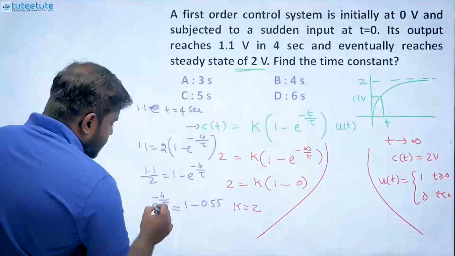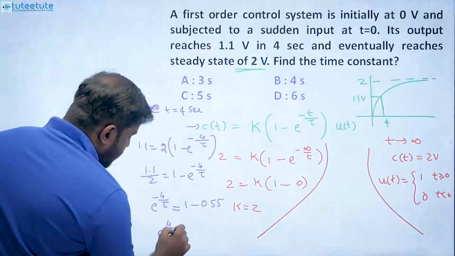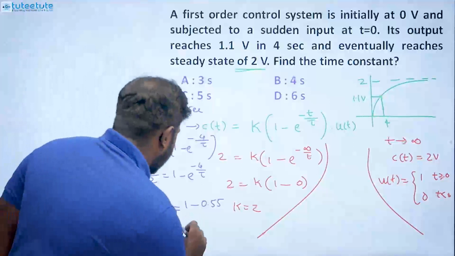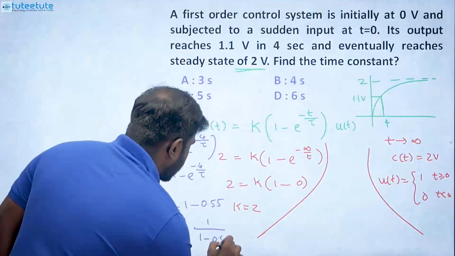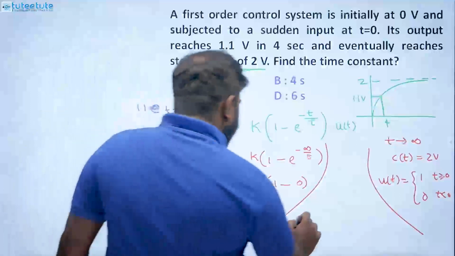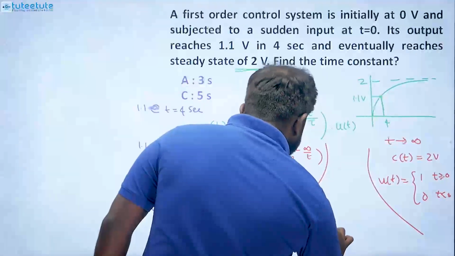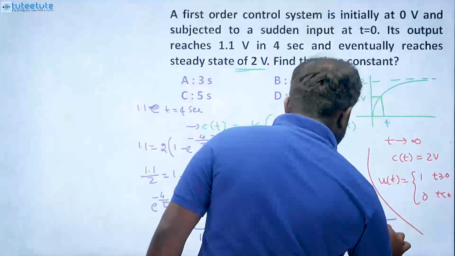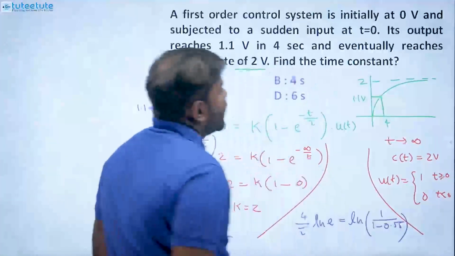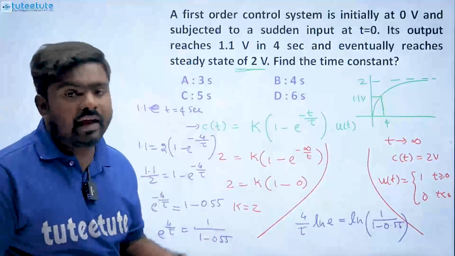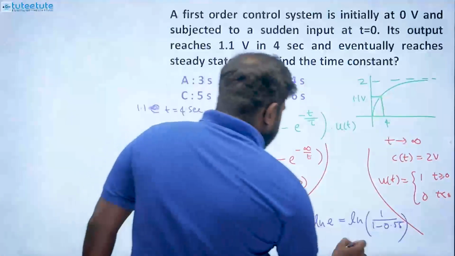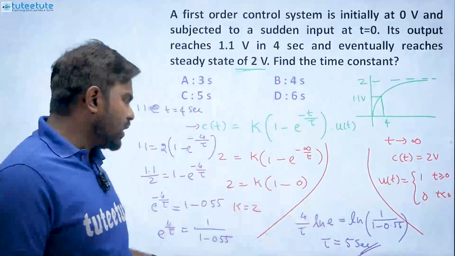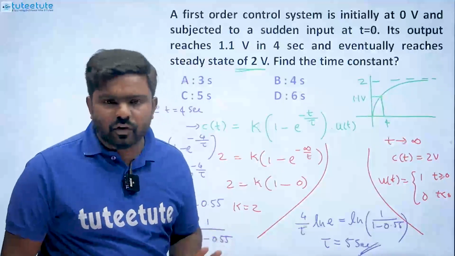Now from this you can take e raised to 4 by tau, that would be 1 divided by e raised to minus 4 by tau, and you have to take the reciprocal. So here that would be 1 divided by 1 minus 0.55. Now we have 4 by tau into natural logarithm of e is equal to natural logarithm of 1 divided by 1 minus 0.55. This question has been framed in a GATE question where you can have a calculator. So if you solve this, you will get the time constant equal to 5 seconds. You can solve it on your own because you got the way how to solve it. Is that clear for you? Okay.